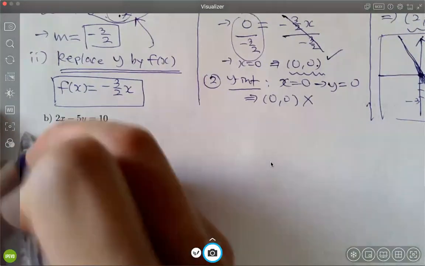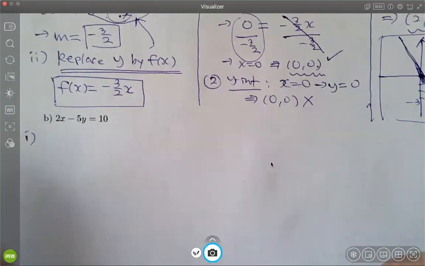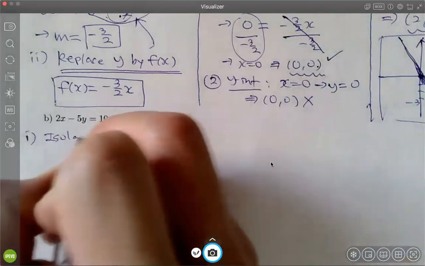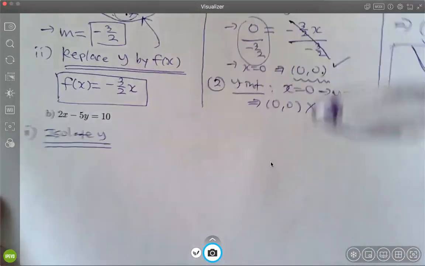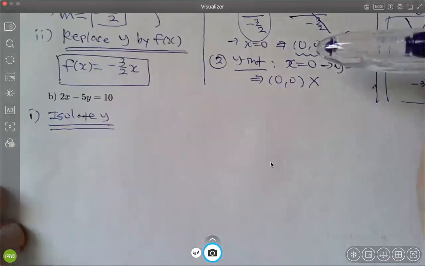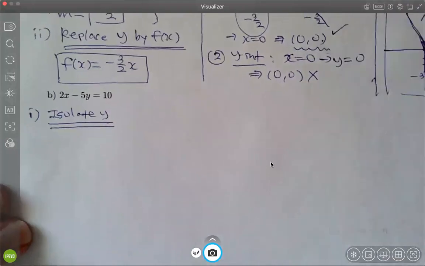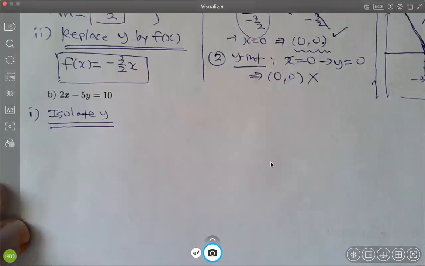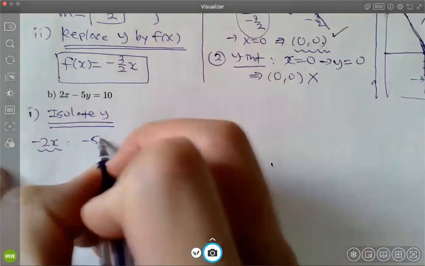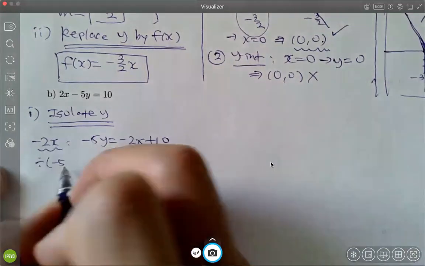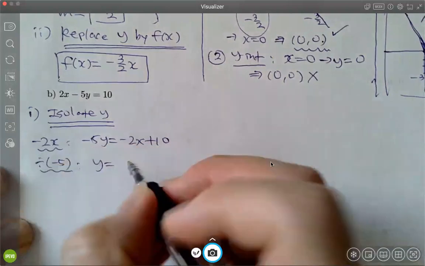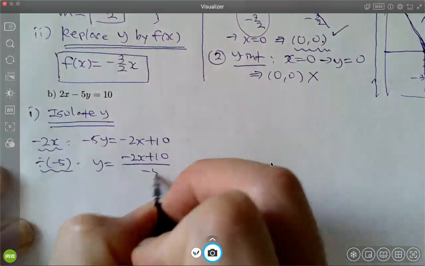Okay, so find the slope is the first step. So what does that mean? We have to isolate y, right? Now in order to isolate y, we have to do 2 steps. What are they? Subtract 2x and divide by -5. Right, so minus 2x. And then we have -5y equals -2x plus 10, and then divide by -5. So we get y equals -2x plus 10 all over -5, right?